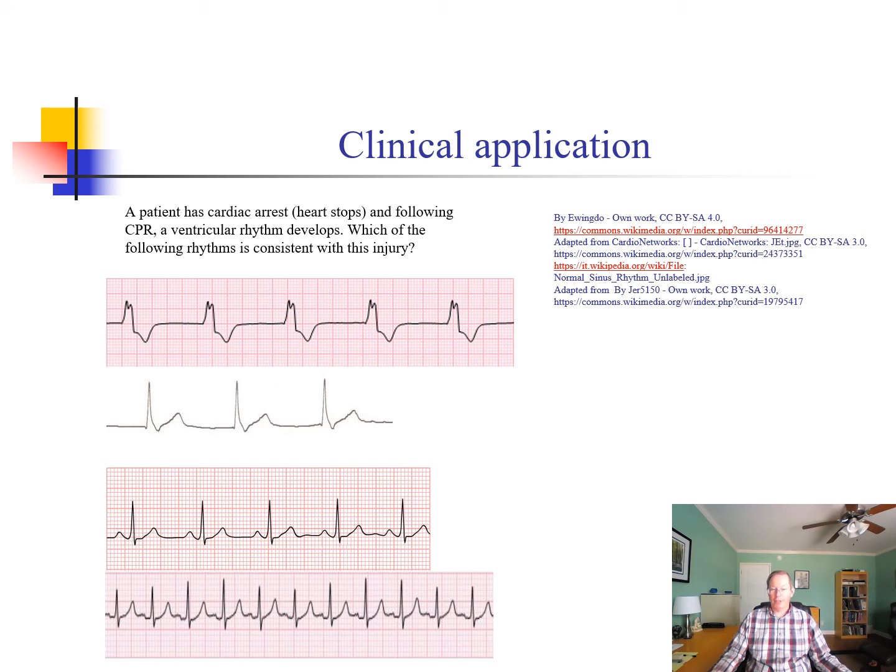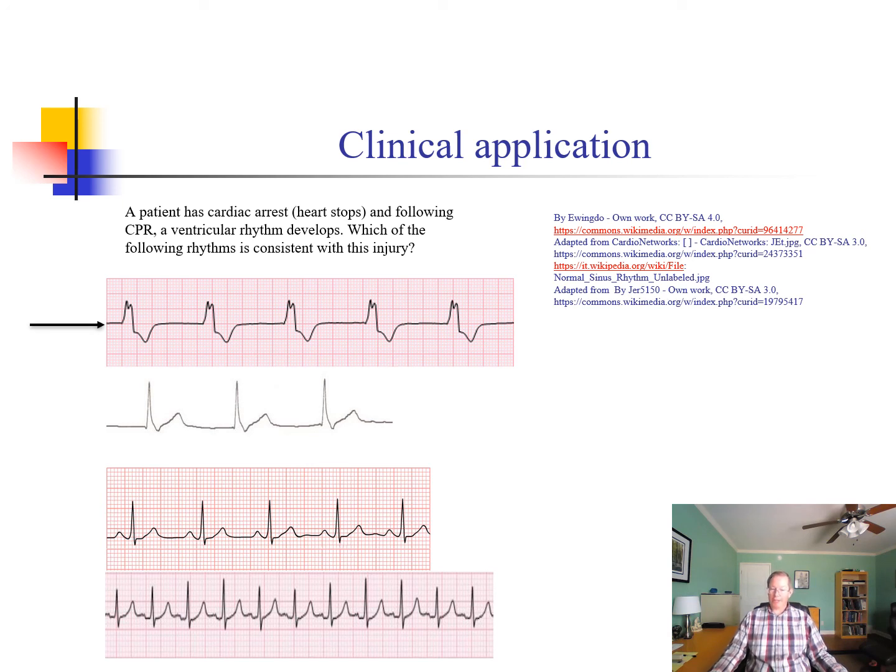Here's another one. A patient has cardiac arrest. That means their heart stops. They have CPR, high quality CPR that is administered, and a ventricular rhythm develops afterwards. This is a very common scenario. Which of the following rhythms is consistent with this injury? And I give you 4 different rhythm strips here. So I want you to look at these carefully. Think about this clinical picture, recognizing that you're looking for a ventricular rhythm, and then say which one is actually the one.